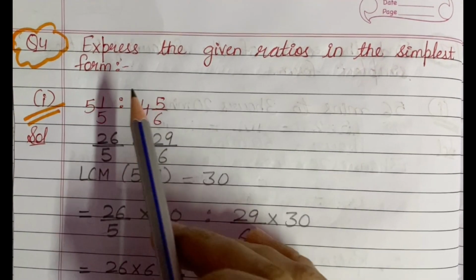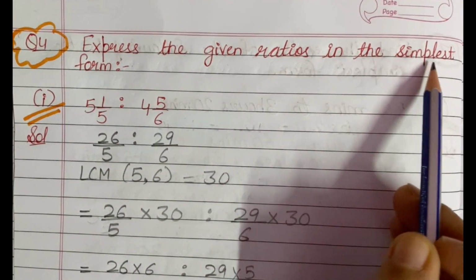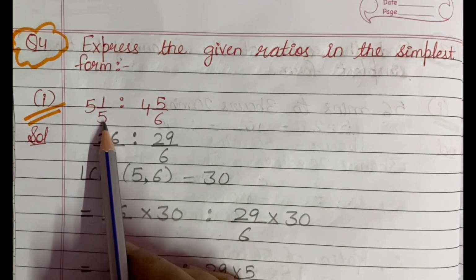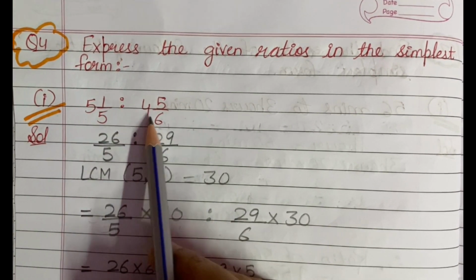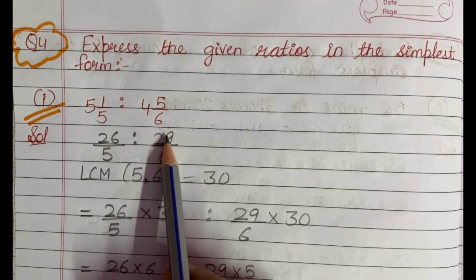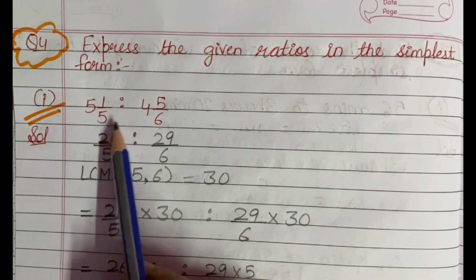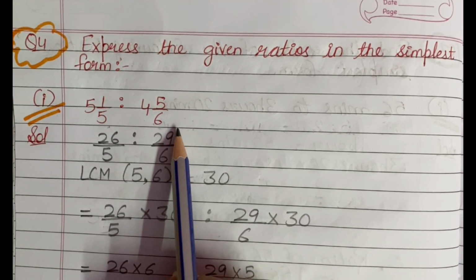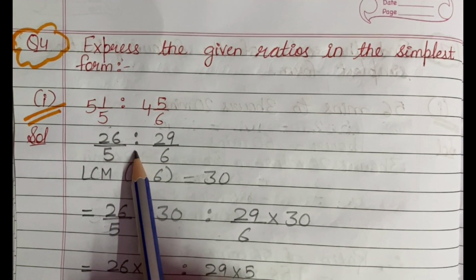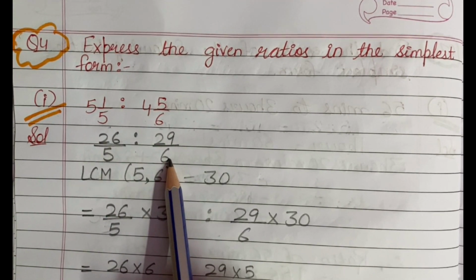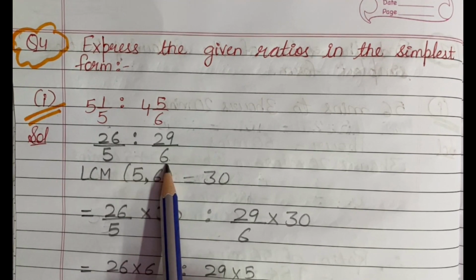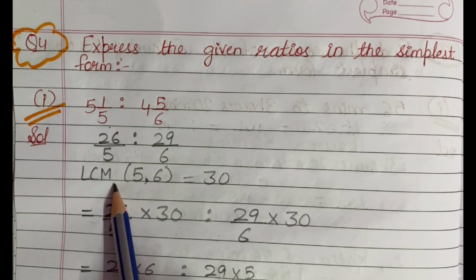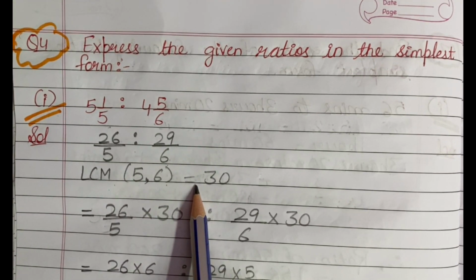Now the question says express the given ratios in the simplest form, and the first part is 5 whole 1 by 5 is to 4 whole 5 by 6. Now students, here first of all we will convert these mixed numbers into improper fractions, and on converting we will get 26 by 5 is to 29 by 6. Now here the denominators are different, so we will find out the LCM of the denominators. And the LCM of 5 and 6 is equal to 30.